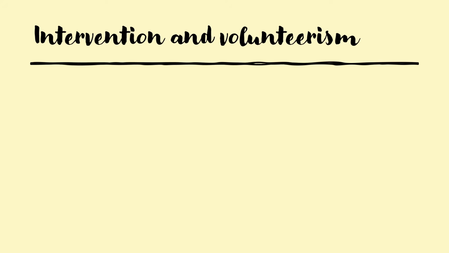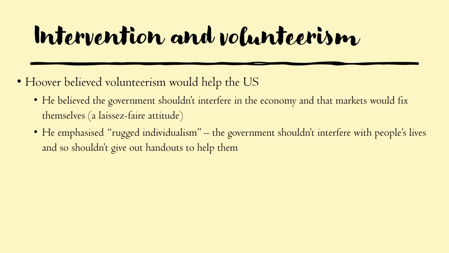The second thing to look at then is intervention and volunteerism. So this is what President Hoover responded to this crisis with. The first feature of this is that Hoover believed volunteerism would help the US. So he believed that the government should not interfere in the economy at all, and that markets would end up fixing themselves, businesses would get through it. He took a laissez-faire attitude.